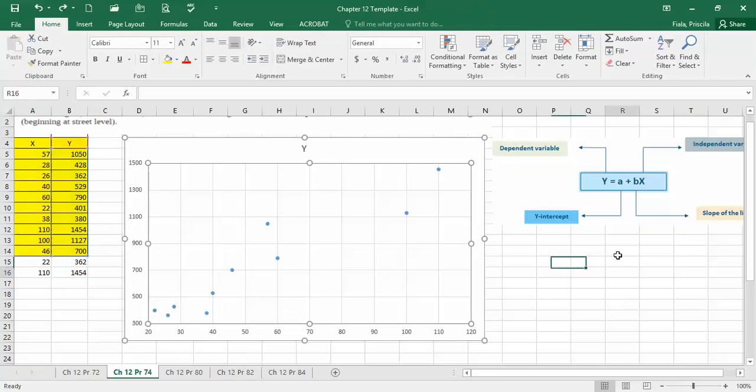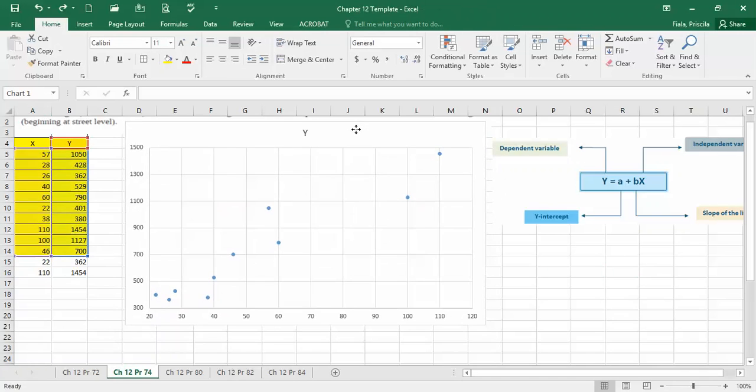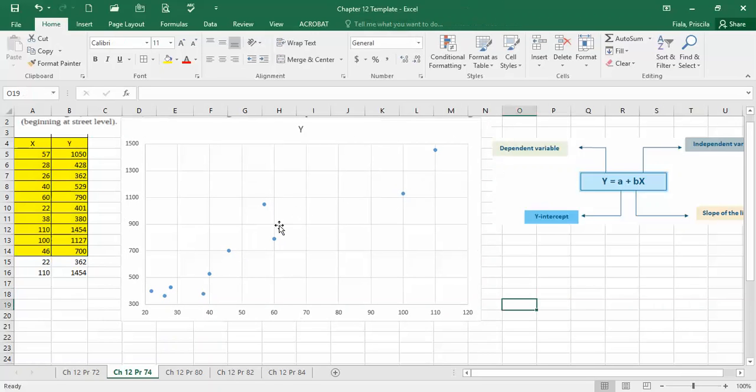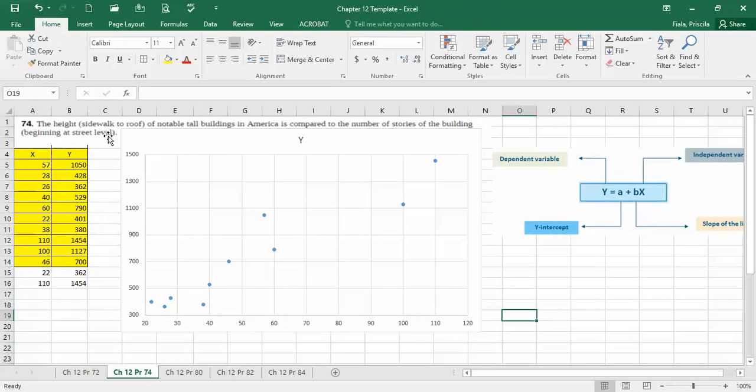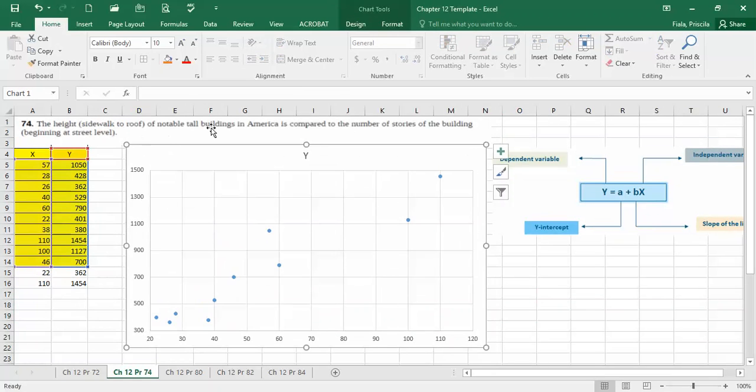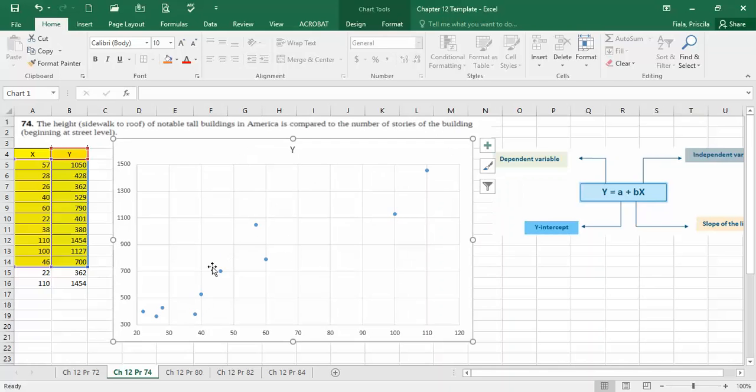Okay, so now that we have the graph, without even going much further, do you think that this data, which I haven't even looked at here, says the height of notable tall buildings in America is compared to the number of stories of the building, and is asking if you believe there is a correlation. Yes, definitely. Without even plugging anything, I can see a positive, and actually strong, relationship right here. Do you see the values going from here up?